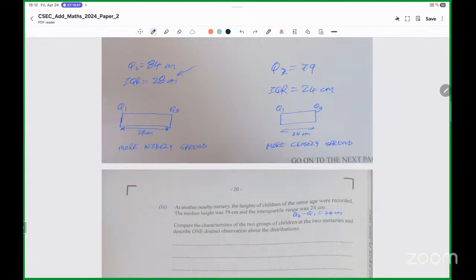One has a higher median than the next, but it doesn't really help you. I don't know the actual values of the next group. You don't know the actual values of the next group, so the median alone can't really say much. There's a higher median and it's more widely spread. That's all I would say.